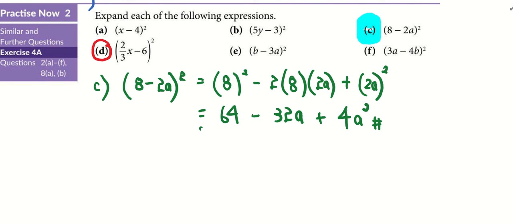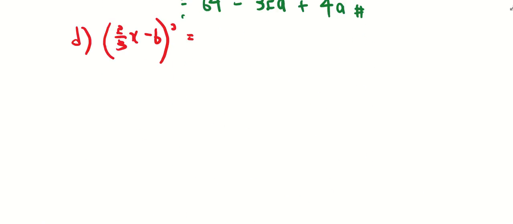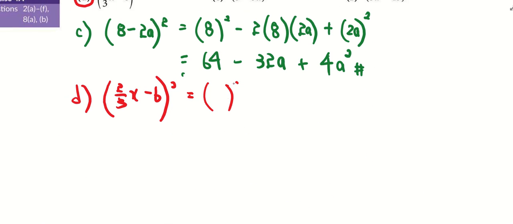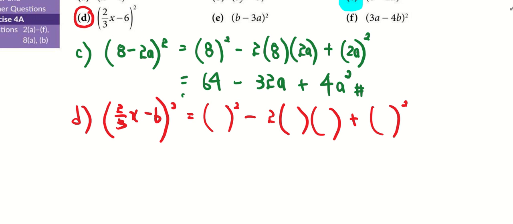So, if I need to expand part D, even though there's fraction, don't have to worry. Let me use the formula. I do what your friend did just now. I draw the bracket first. Bracket square minus 2, bracket bracket, plus bracket square. My A is actually replaced by 2/3 x. My B is replaced by 6.